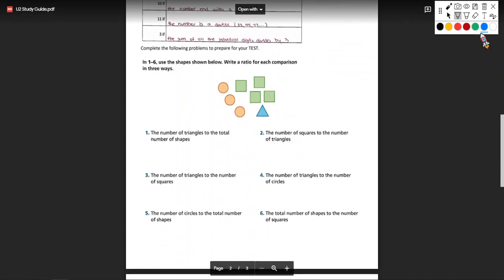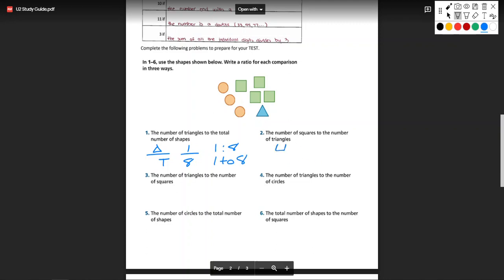The first part is ratios. While ratios are not going to be on your major summative, they might be on your ratios retake for some of you, which is why we included it in the study guide. For the first few, you have to write the ratio all three ways. It says the number of triangles to the total number of shapes. So it's triangles to total. There's one triangle to 8 total, so I get 1:8 and 1:8. That's the first answer.